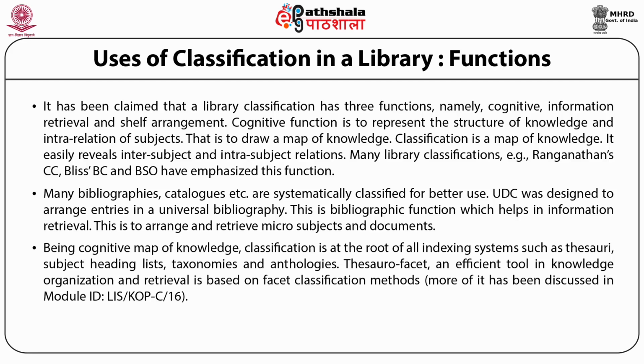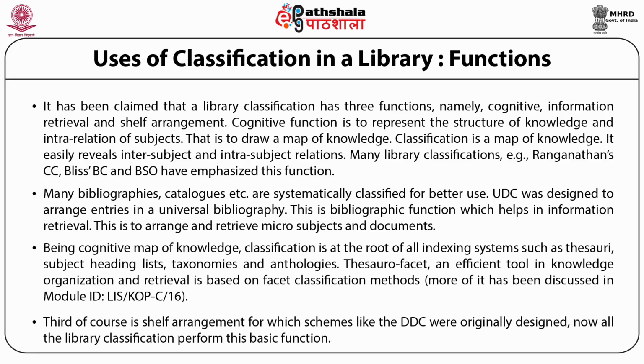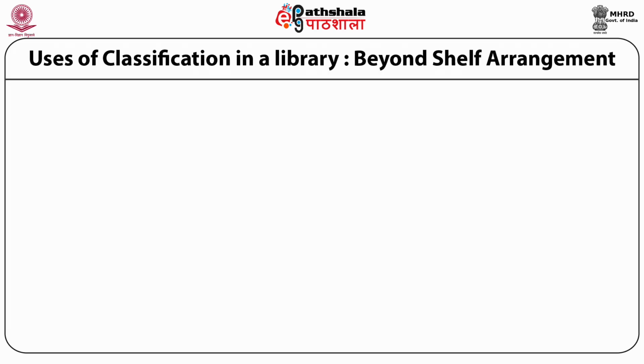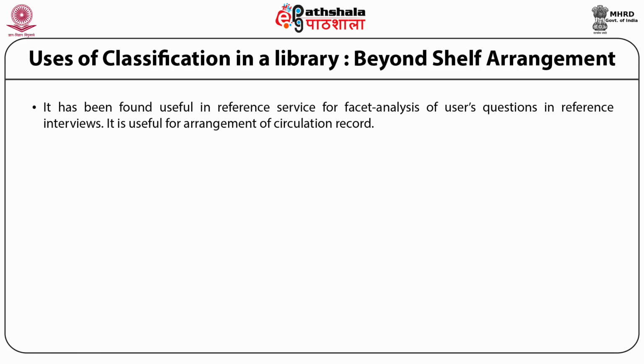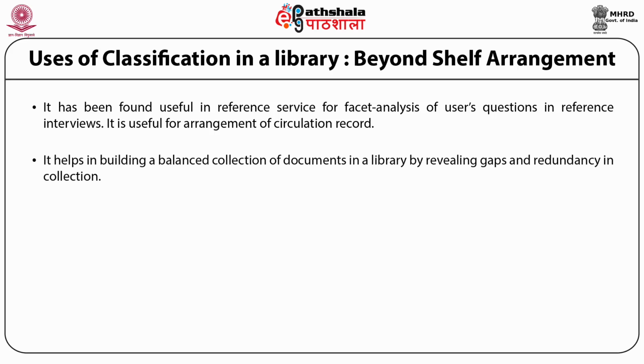More of this you will discuss in module 16. Third, of course, is the shelf arrangement, for which schemes like DDC were originally designed. Now all the library classifications perform this function very well. But a library classification goes beyond shelf arrangement. It has been found useful in reference service for facet analysis of users' questions in reference interviews. It is useful for arrangement of circulation records in the library. It helps in building a balanced collection of documents in the library by revealing gaps and redundancy of collection.